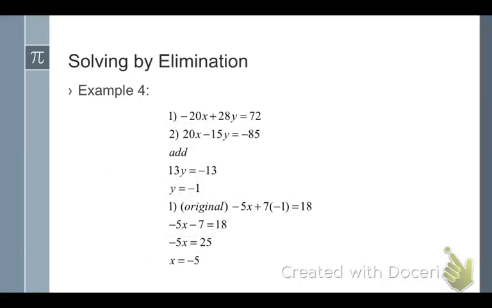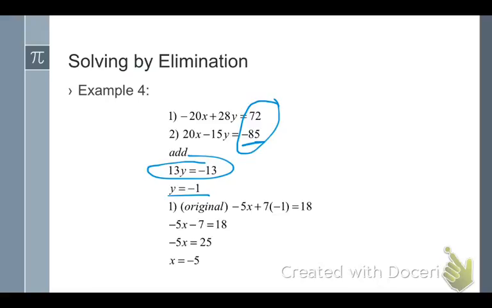So I add them together, and 28y minus 15y leaves me 13y. And 13y equals negative 13. The negative 13 came from 72 minus 85. You would do 85 minus 72, but make the answer negative because the bigger number is negative. Working with signed number arithmetic here. So 13y equals negative 13. I divide both sides by 13. I get y is negative 1.